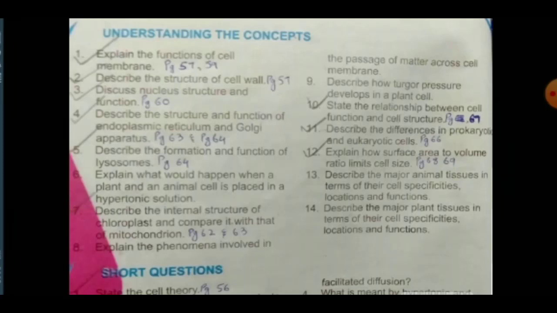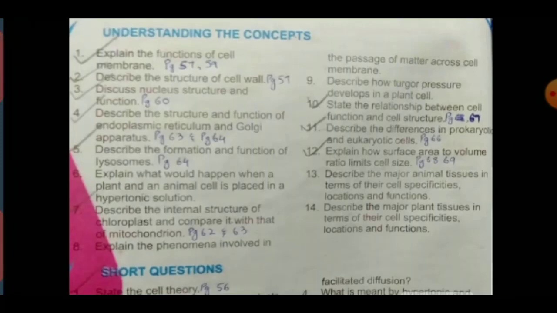In this question they are asking about the function of the cell membrane. Its answer is given on page number 57 and 59, in which you will tell about the semi-permeability of the cell membrane, and also that it can maintain the internal composition of the cell and it can sense the chemical messages and so on. Question number 2. Describe the structure of cell wall.